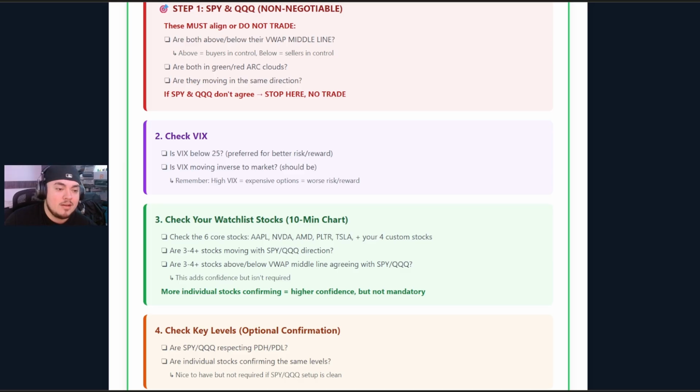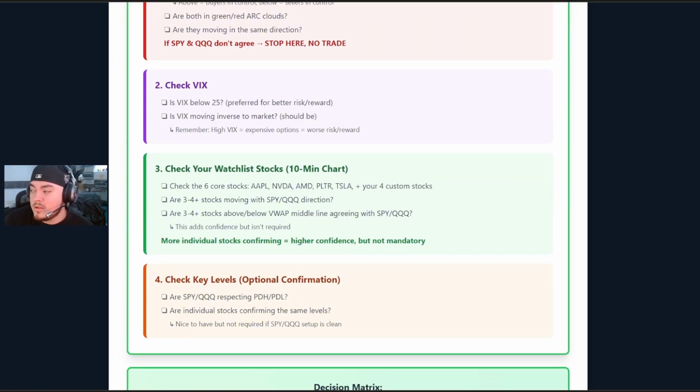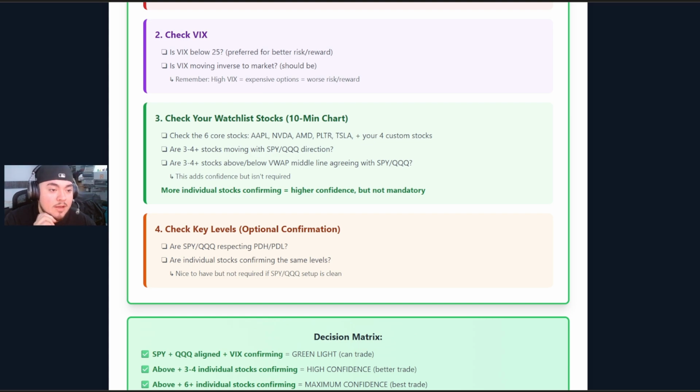Remember, high VIX equals expensive options, and that equals worse risk to reward. The ideal level that we want to be trading at is anywhere between 15 and 18. That's where I like trading, but obviously anything below 15 is very easy for the market to go higher, right? Pause. So, step number 3, check your watch list stocks, 10-minute chart.